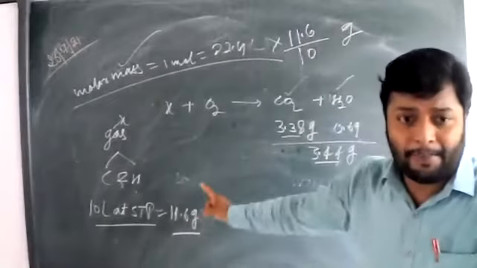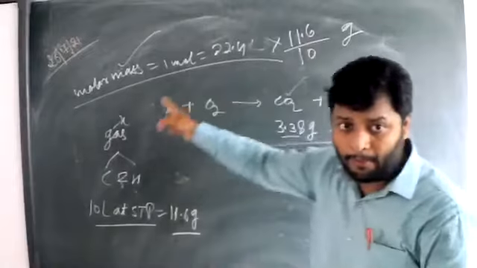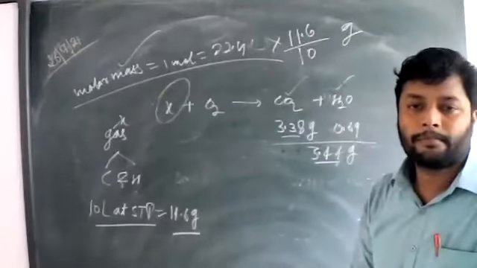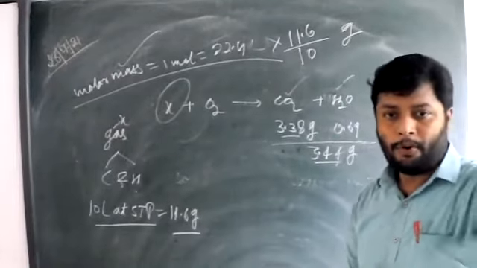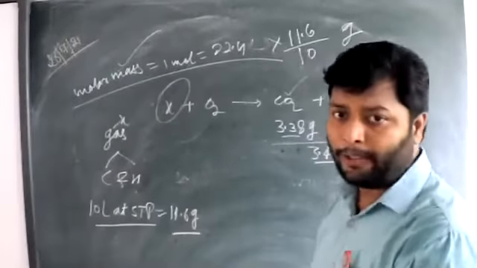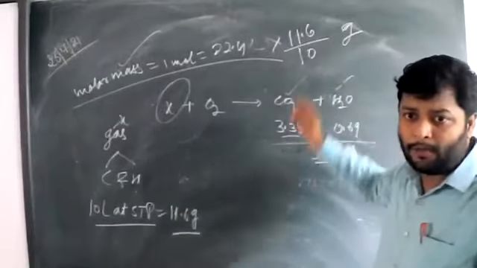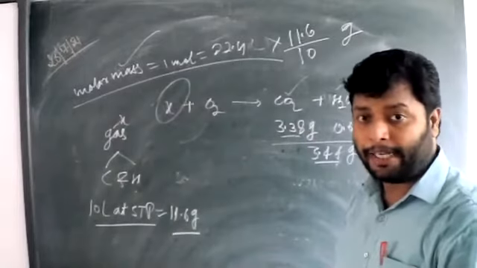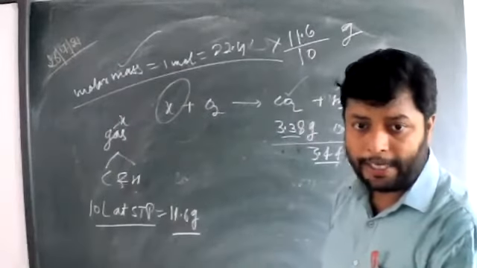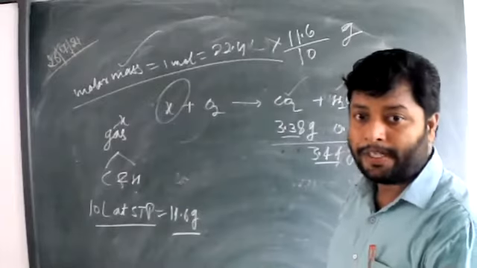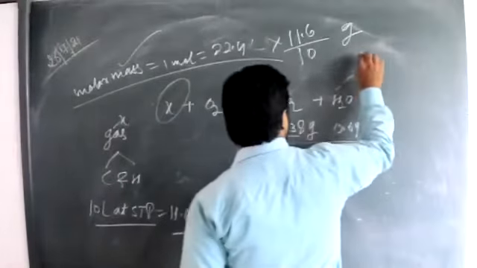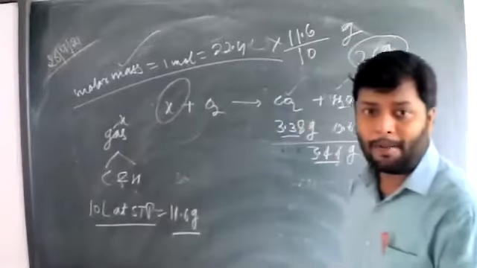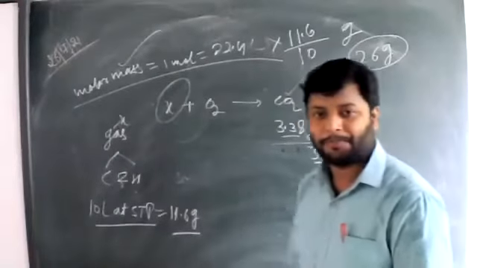So with the help of this given here, first calculate the molar mass of the gas. What will be the value? Molar mass of the gas is 22.4 into 11.6 upon 10. I think 26. So molar mass of the gas is 26.